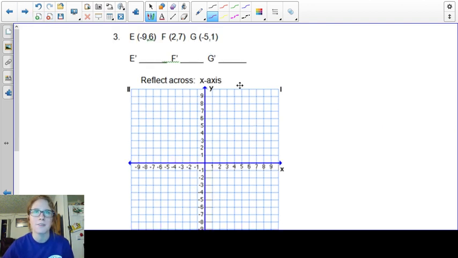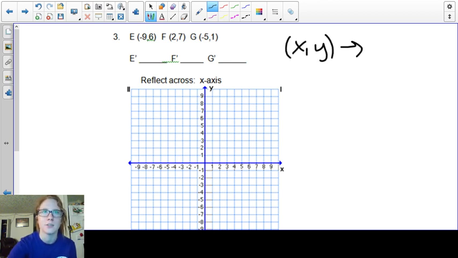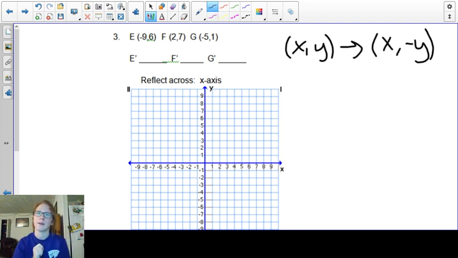Our third one, we're going to reflect. So if you bring out your formula sheet, if you reflect across the x-axis, your rule is, xy turns into x, negative y. So let's go ahead and plot our original shape. We have -9, 6. This one gives me letters, so we can go ahead and put letters. That last one didn't. So that's my E, not E prime. F is at 2, 7. And G is at negative 5, 1.